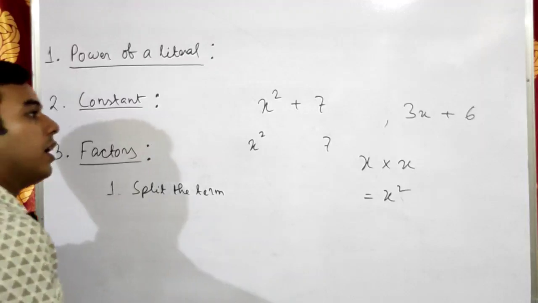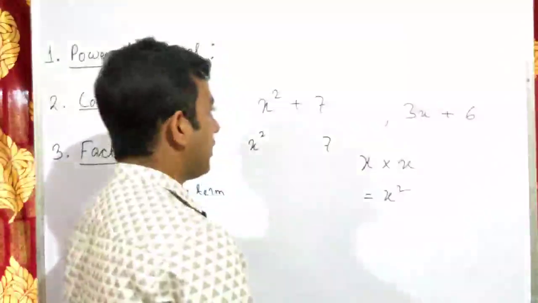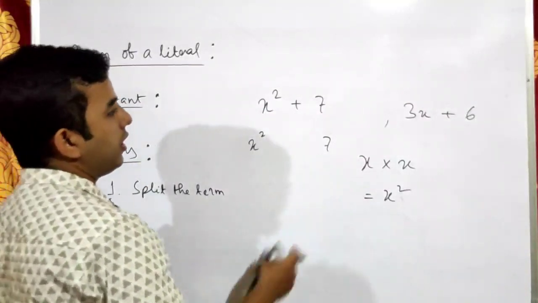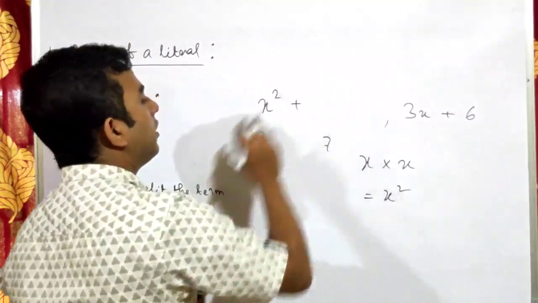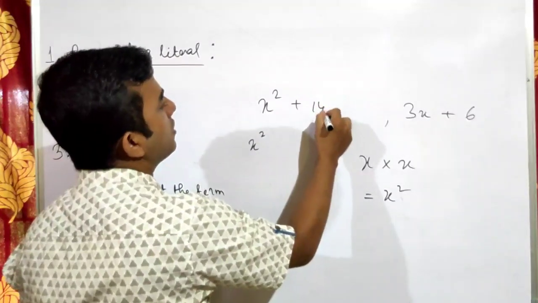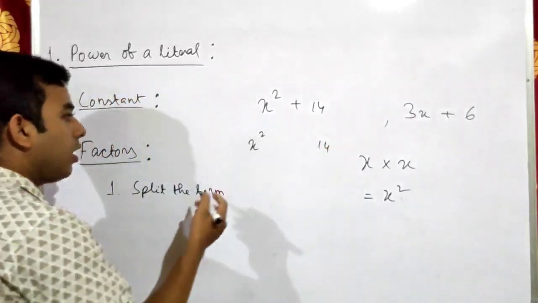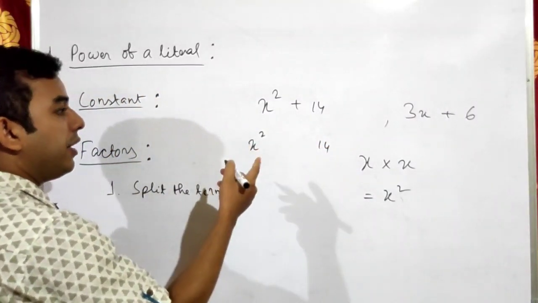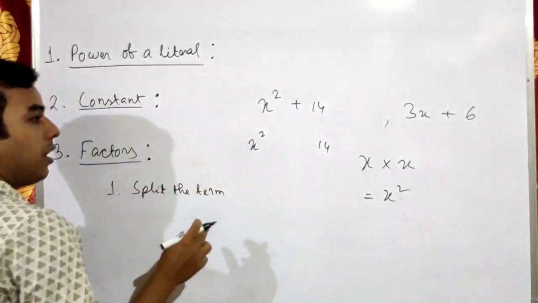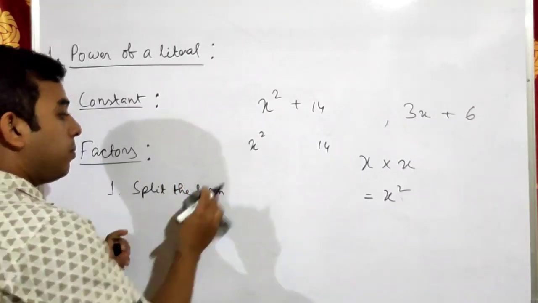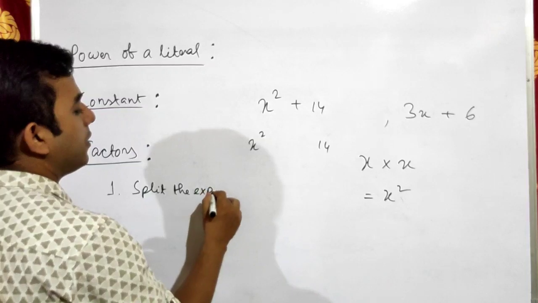Next one. It will be better if we take any other number here. You can take it, but it will be better if we take 6 or any other, for example 14. Let's take 14. So now this x square can be split again. Now we can split each term, isn't it? So the first one is split the expression.